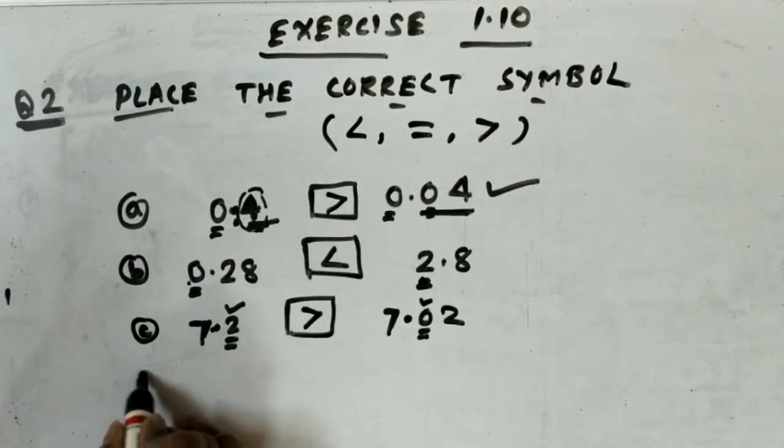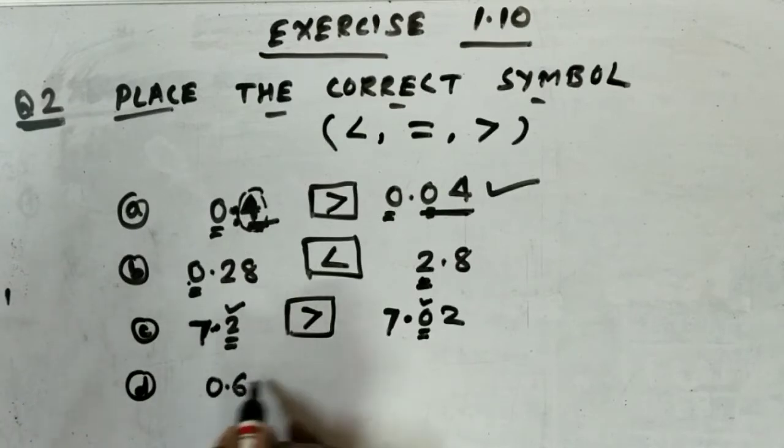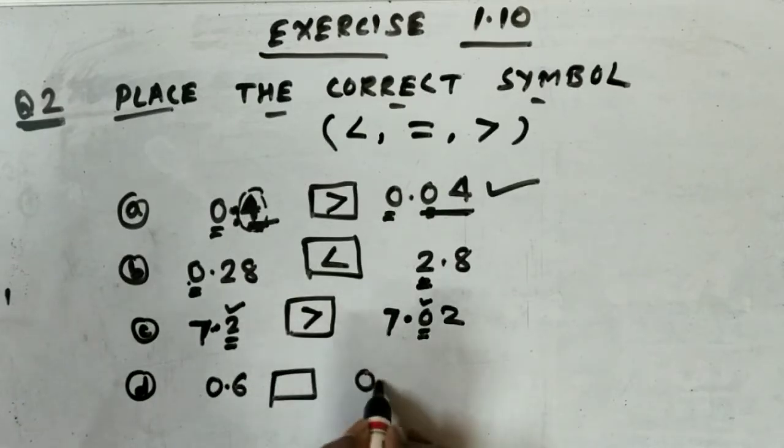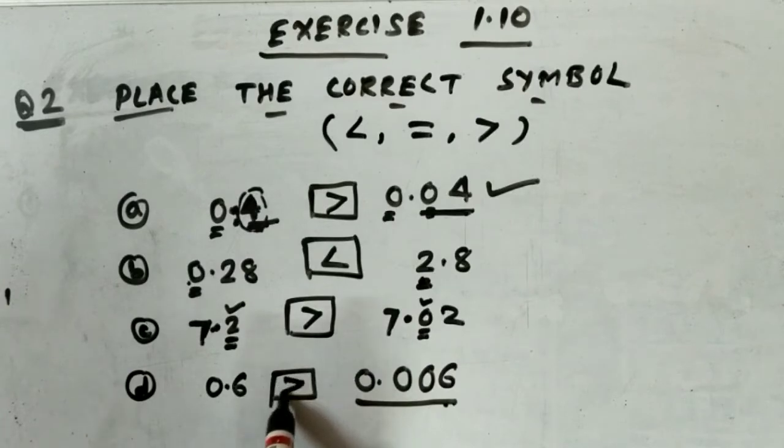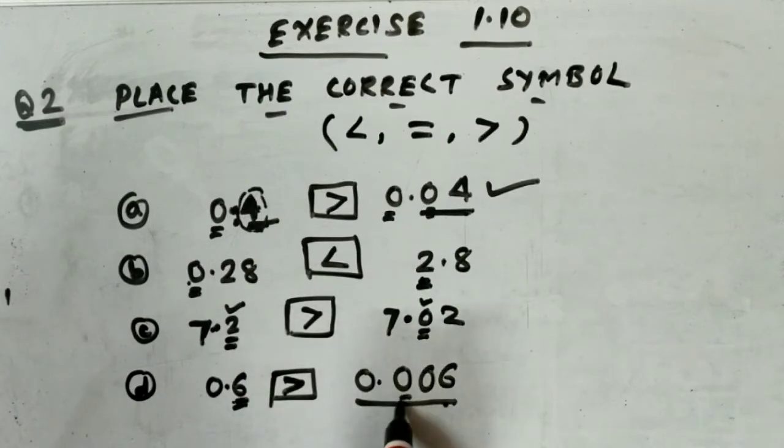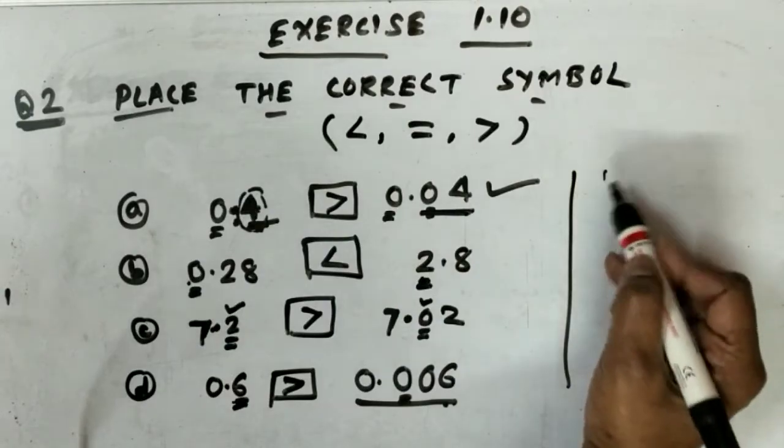Now the D question: 0.6 and 0.006. Although the length of the other number is greater, the value of this number is greater. What is the reason? The reason is that the tenth place of this decimal is greater than the tenth place of this decimal. Another question you see in the E question.